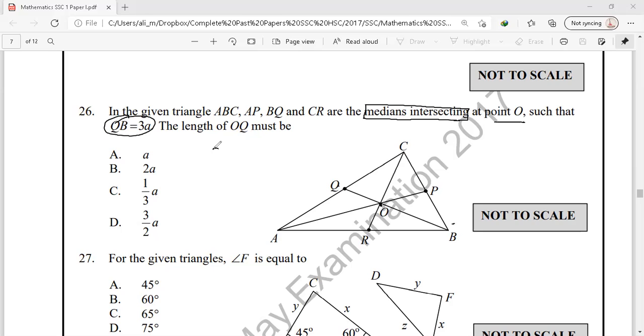So let's divide this 3a into three equal parts. We will get a. So from O to Q, the value of OQ would be equal to A, that is the one part, and the remaining two parts would be the other side of this median. So this whole median would become equal to 3A. So the length of OQ that is asked in this question is A. So question number 26, option A is the correct answer.